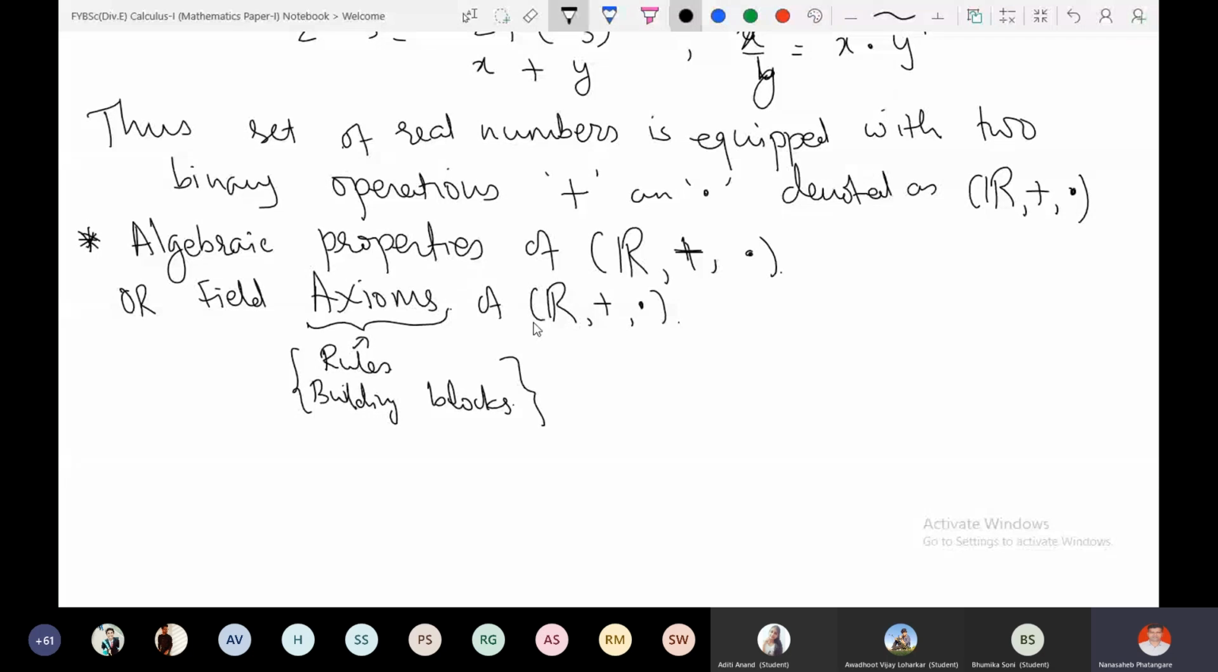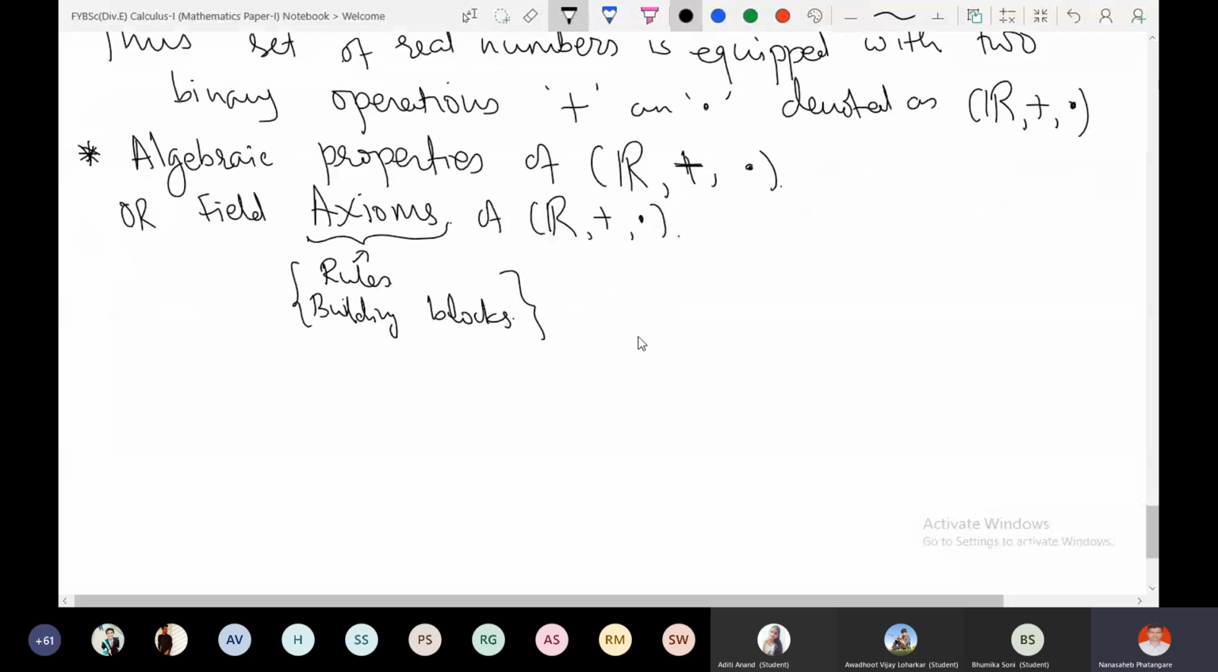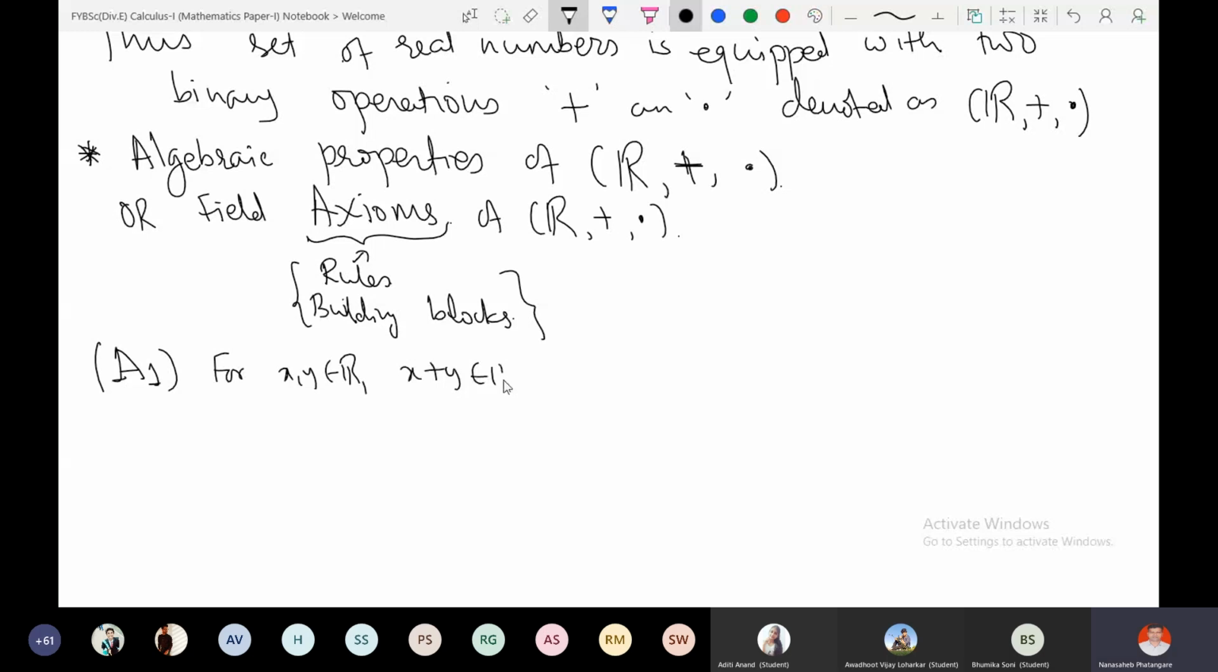And what are these axioms? Okay, so the first axiom, I can say it is A1. Why A1? That you can understand. For x, y in R, x plus y is a real number, right? So closed under addition. So what does the first axiom say? You choose any two real numbers and add them. Whatever new number comes out, that is again a real number. Am I right? Is it clear?